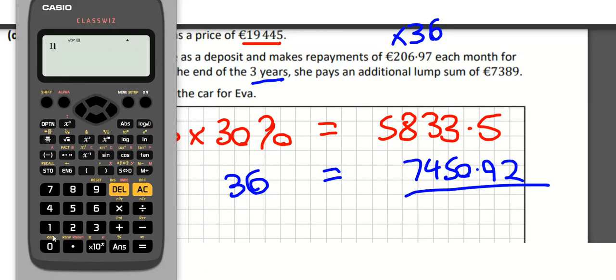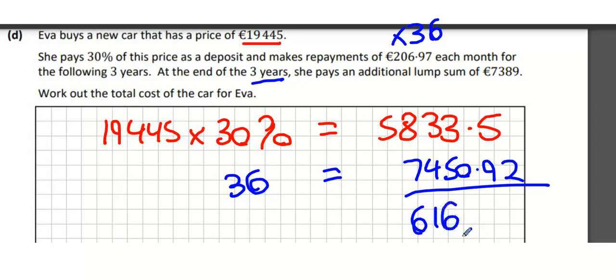So it's going to be 19,445. Take away 5833.5. Take away 7540.92. Did anybody get roughly 6,160.58? Is that how much money they have left?